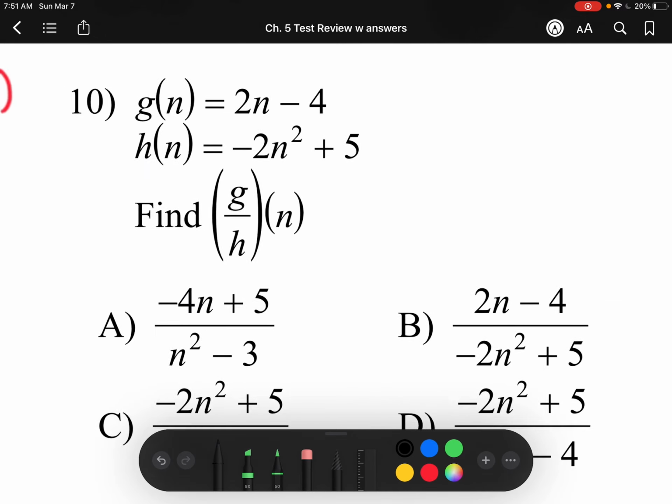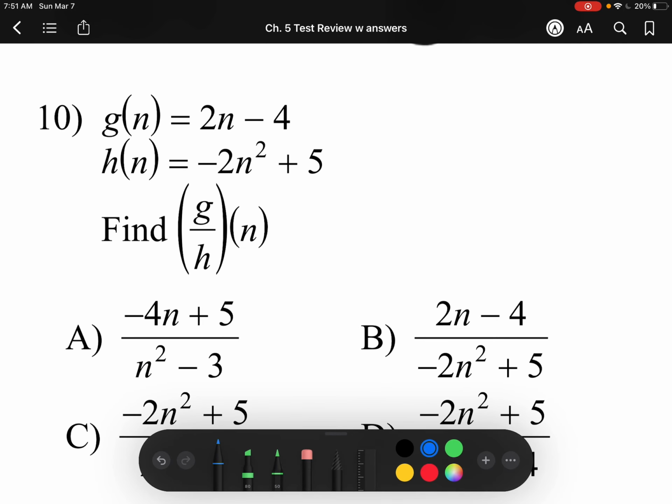All right, moving on to number 10. So I'll do G in blue and H in red. Again, don't get confused by the n. N is just our variable, right? If it makes it easier, you can think of these as x. Those are just our variables, so don't get confused by it. So we have g of n is equal to 2n minus 4. H of n is equal to negative 2n squared plus 5.